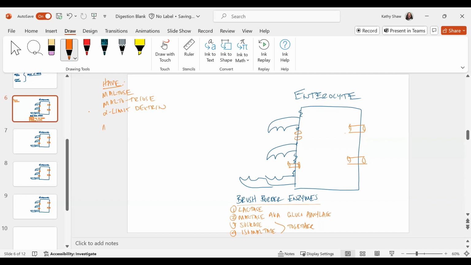We also have lactose and sucrose. So we'll go through these one by one and talk about breaking them down. So what we're going to do is break down all of these into the individual monosaccharide units. Talk about that, how we do it, where we do it, things like that. So we're going to start with the lactose. So we're going to break lactose down into glucose and galactose.